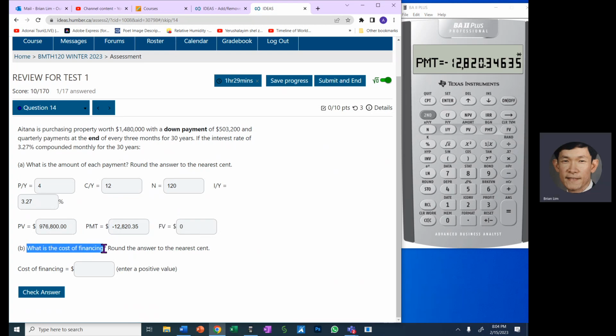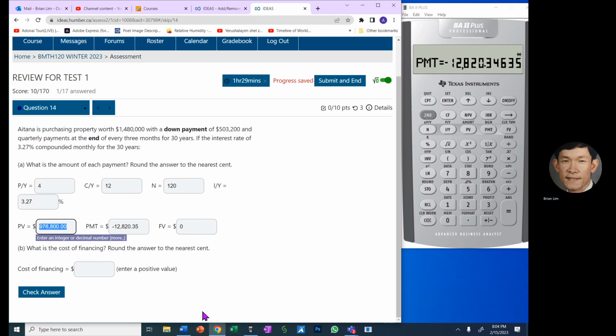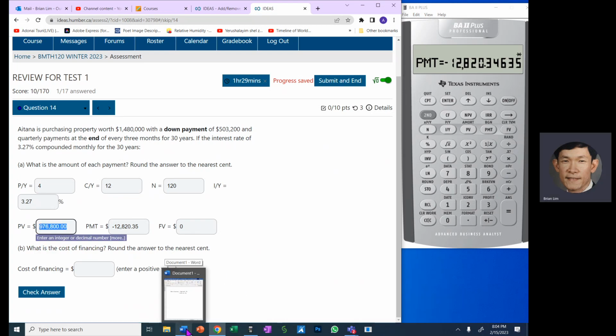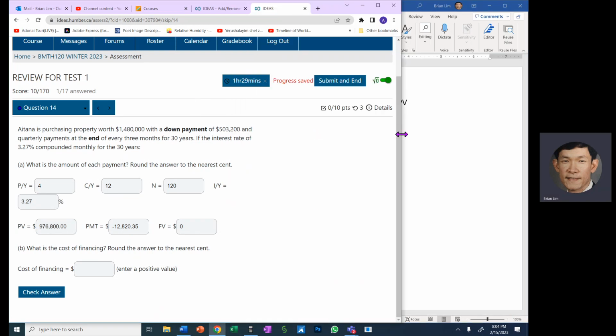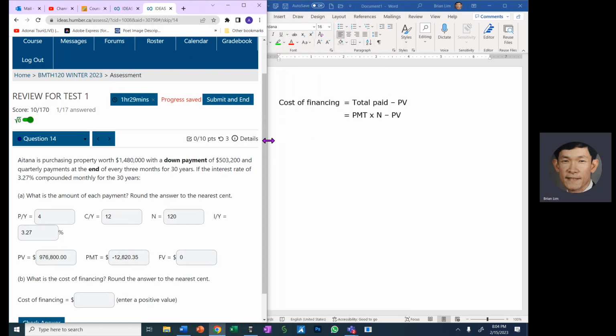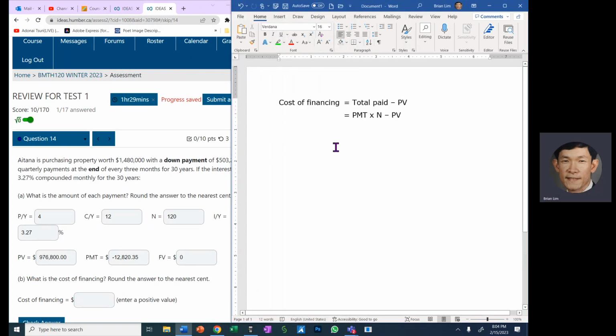Now, what is the cost of financing? Well, the cost of financing is what? You have to take the total amount paid, and subtract the present value, correct? So here we go. We have already a setup there, and we can make use of it by going here and getting the amount. So how much is the payment?